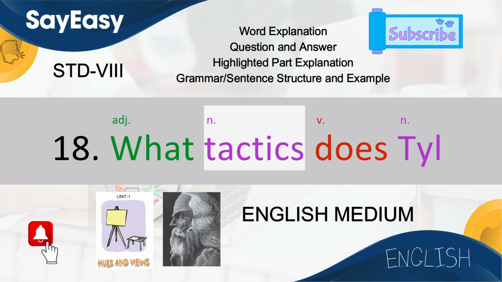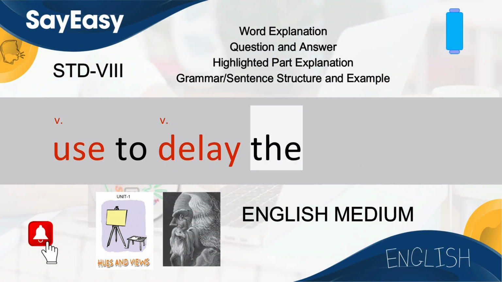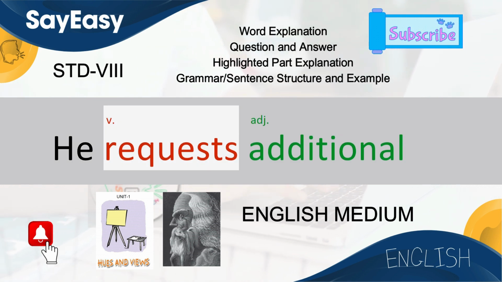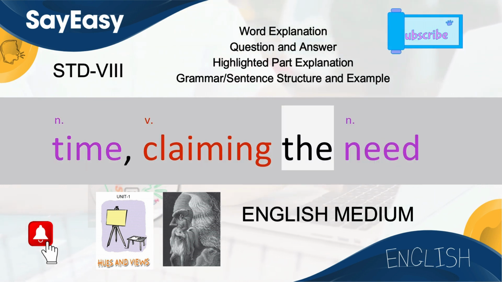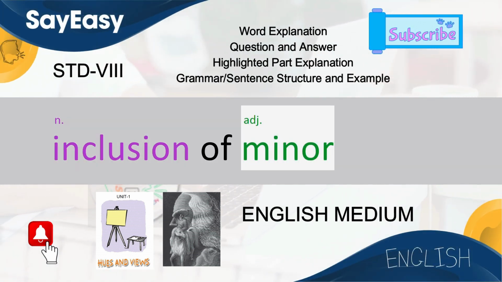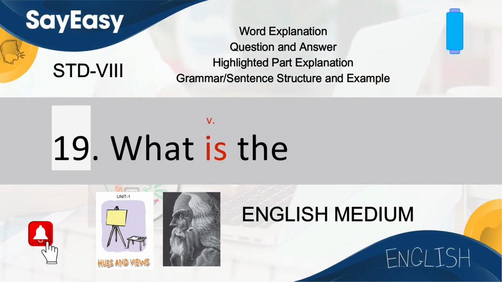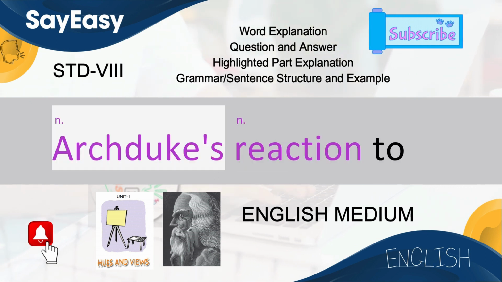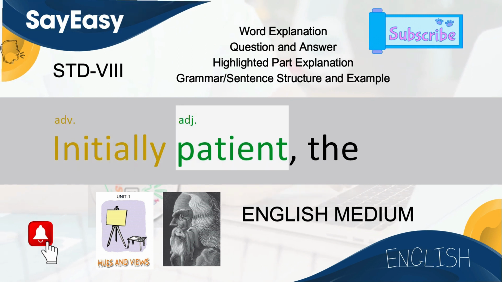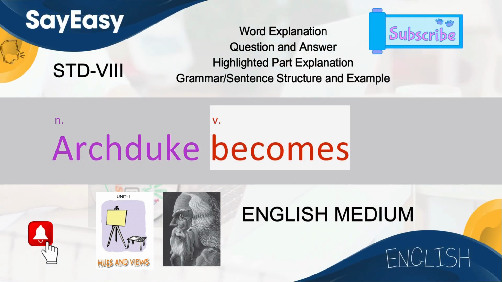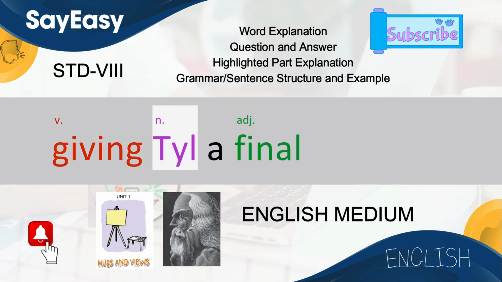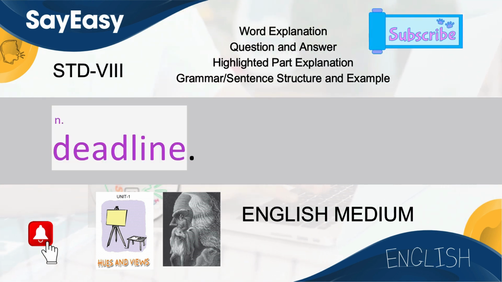18. What tactics does Tivael use to delay the completion of the painting? He requests additional time, claiming the need for perfection and the inclusion of minor details. 19. What is the Archduke's reaction to Tivael's delays? Initially patient, the Archduke becomes insistent on seeing the painting, ultimately giving Tivael a final deadline.